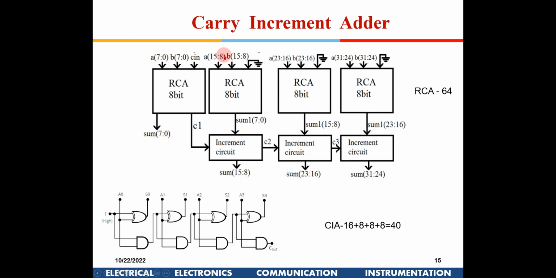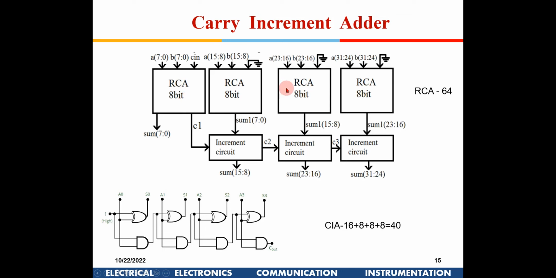Okay, so there is another kind of adder which is the carry increment adder. This we had not seen in our previous semester. So I have an 8-bit ripple carry adder, 8-bit and 8-bit. Now suppose I have a 64-bit ripple carry adder. So the total delay will be 64, right? No, this is a 32-bit, so 32-bit into 2 will be 64. 64 gate delays if you have a normal ripple carry adder.